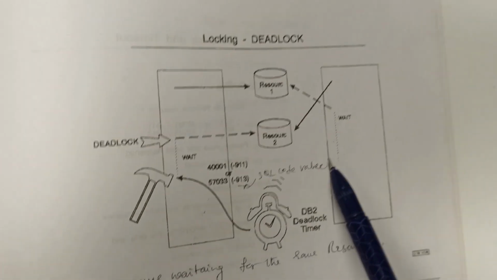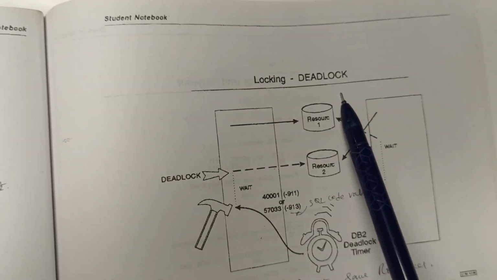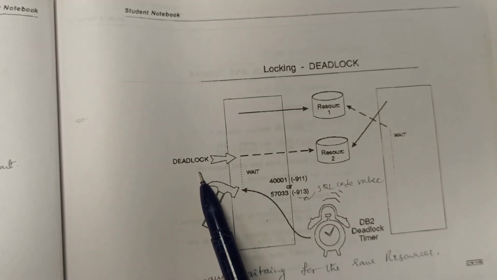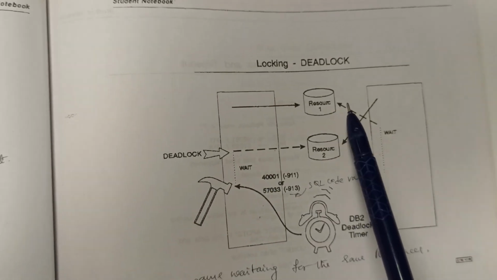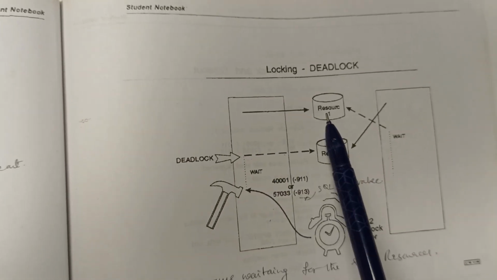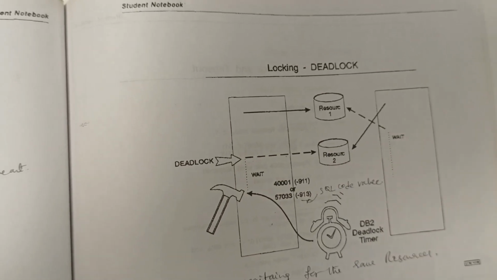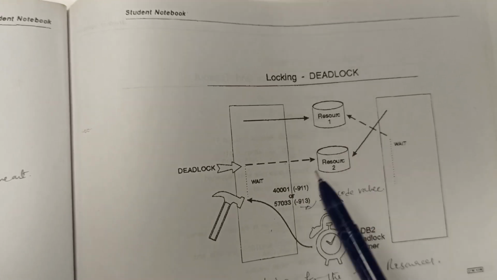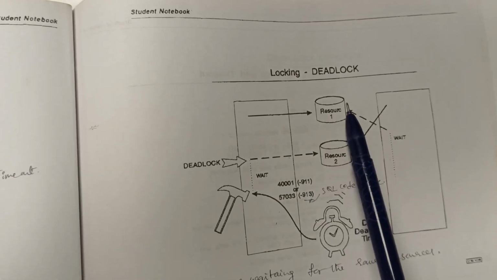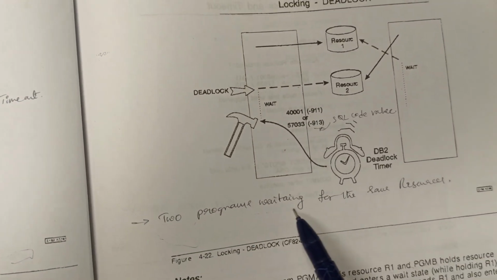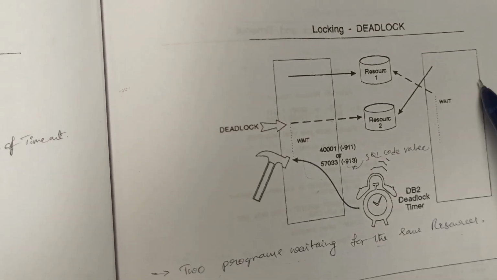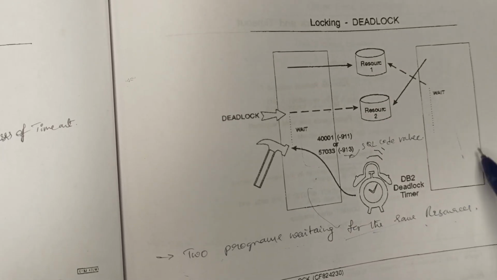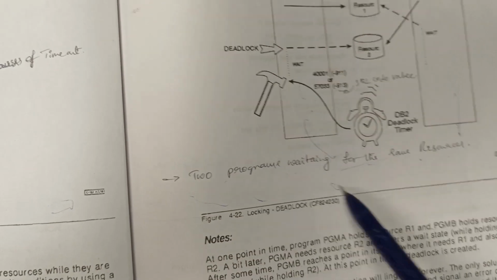And what is a deadlock? This is another important question. Most of the time in interviews they ask when you will get a deadlock. A deadlock condition occurs when resource 1 is doing some operation, selecting or updating with a query, and at the same time resource 2 is also waiting for the same resource. That means two programs are waiting for the same resource, program 1 and program 2. Then you will get a deadlock condition.